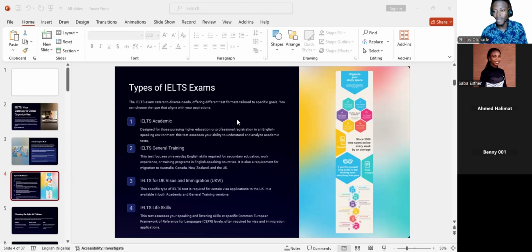It's basically the same. The only difference is you're registering for IELTS UK visa. That's all. Now for the IELTS life skills, it's usually for UK as well, but it's for people who are going there to meet someone who already lives there. Maybe you're going there to live with a parent. Let's say your parents live there, or maybe your dad is there and you want to go and live with him.